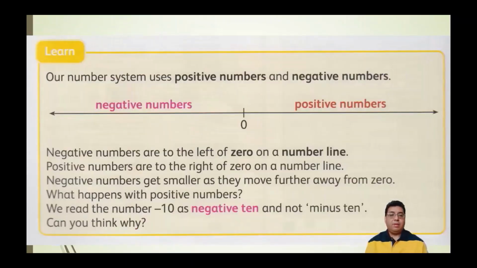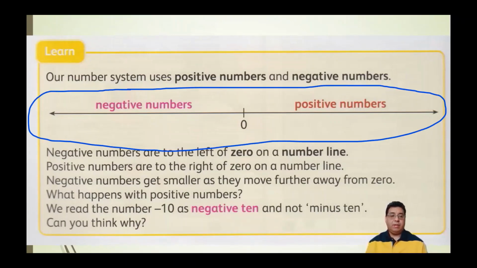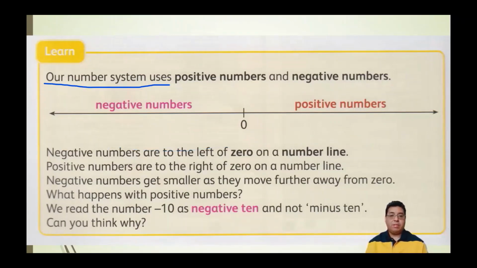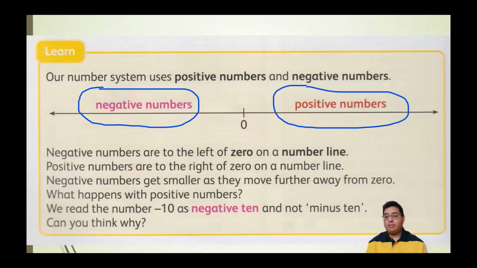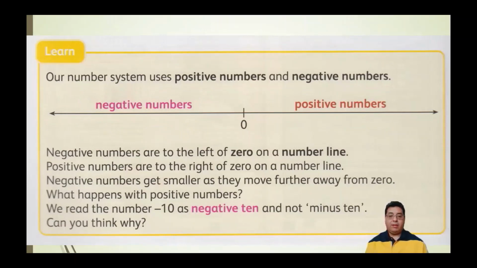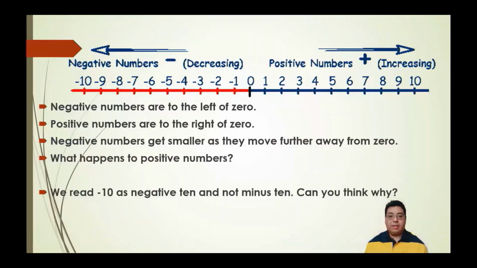So here we have another number line. The top here says our number system uses positive numbers and negative numbers. As you can see, this number line is showing which direction negative numbers go and positive numbers go. In my opinion, I thought this was a bit vague, so what I've decided to do is add a little more information about this number line, addressing the questions and information that you see here. So let's go ahead and take a look at that now.